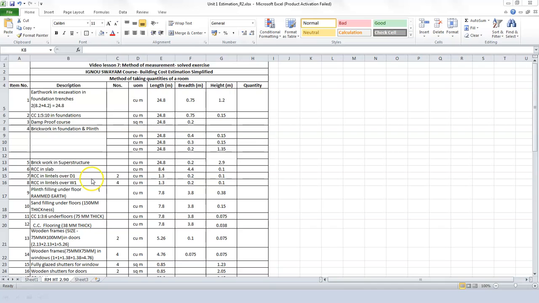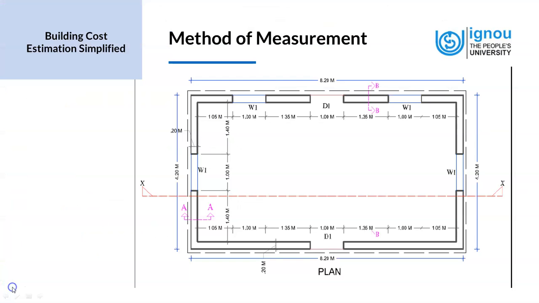Now we look at the RCC in slab. So we are meaning the roof slab here. So for this, we will have to look at the dimensions of the roof slab. Let's check the elevations and the plans for this. So in the roof slab, we saw the dotted line around the plan that represents the roof slab.